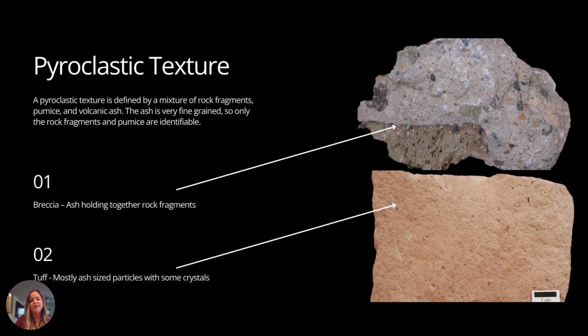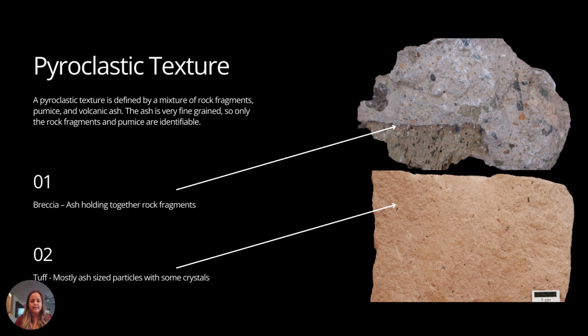All right, and then our last one here is a pyroclastic texture. Pyro meaning fire, clastic meaning fragments of things kind of stuck together, so clasts. And so what we see here is during an eruption, if there's a lot of ash present during the eruption, that ash will coalesce after the eruption and create a rock.